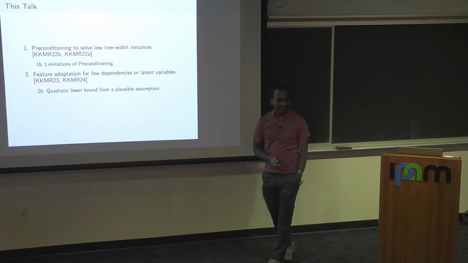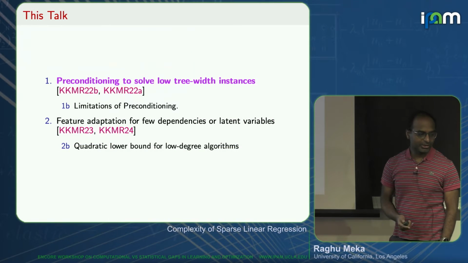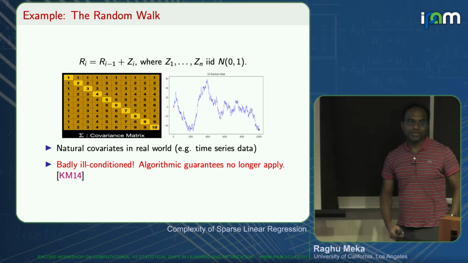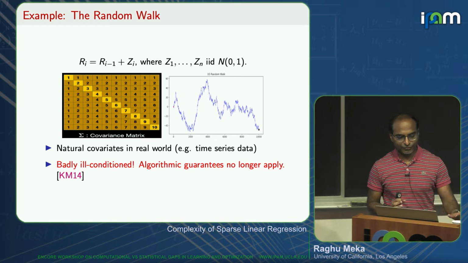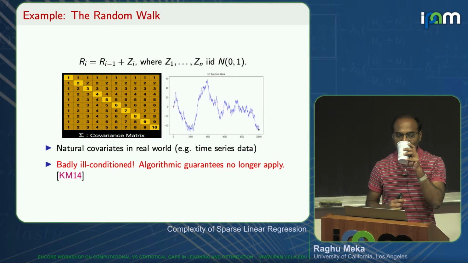Let me start with what it means to use preconditioning to solve these low tree width instances. To motivate this low tree width setting, I'm going to focus on an example, and then we'll generalize it to the full setup.